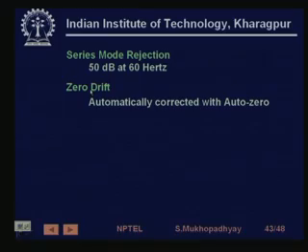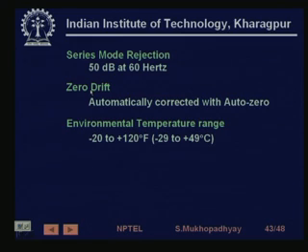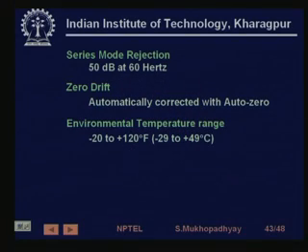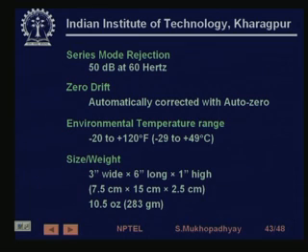Similarly, zero drift. It says that even if the zero drifts, possibly this instrument will have a button, or maybe every time this instrument is commanded to take a reading, it will first automatically make it 0. So there is an auto zeroing facility. The environmental temperature range is given, so this sensor is to be used in such a range, and the size and weight.